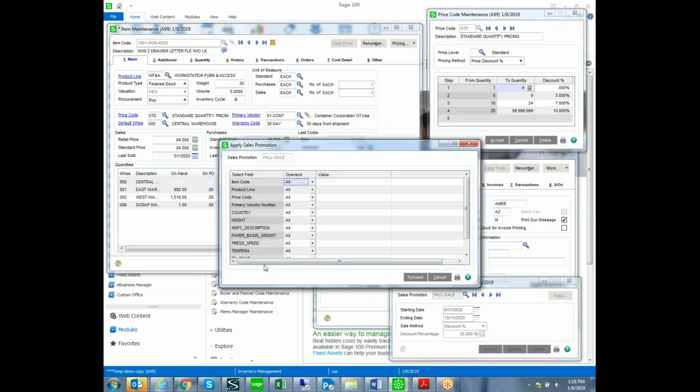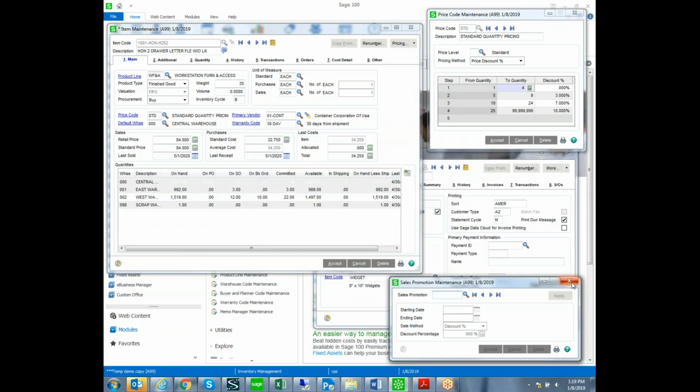can be applied to your inventory items, either based on item code. You can apply it to a range of item codes or import specific item codes. You could apply it to a product line or range of product lines, or a price code or range of price codes. Or you can use any of the user-defined fields that you have set up for the item and apply the sales promotions based on those user-defined fields as well. So the sales promotion maintenance will override any other pricing if it is lower than the other pricing and if it's in effect at that time.